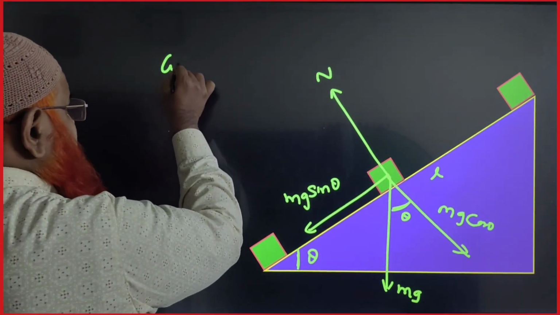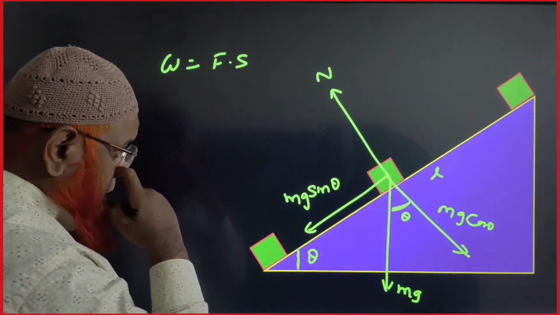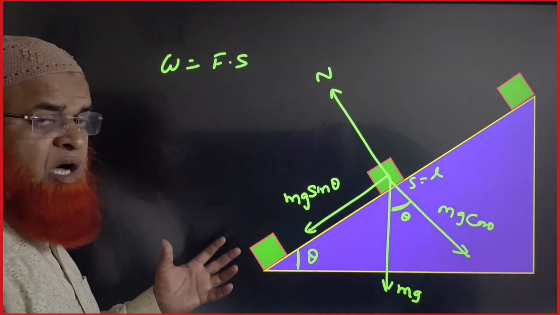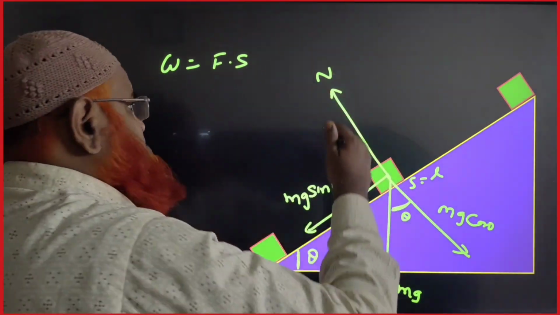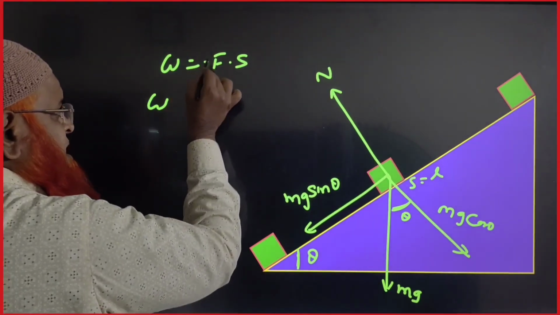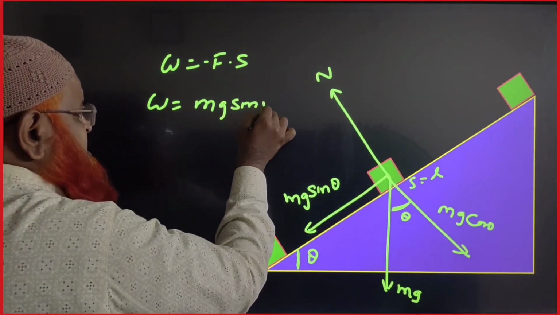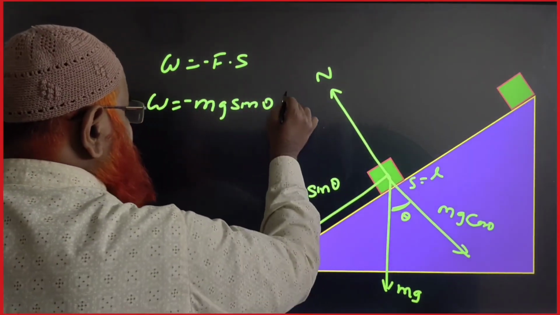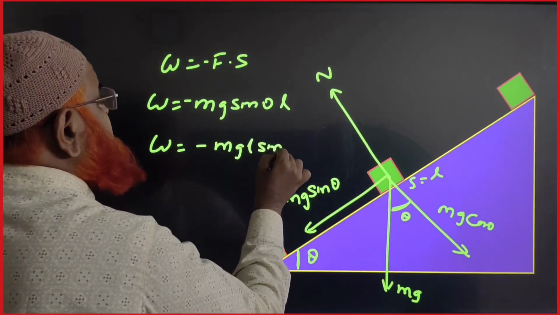So work done is nothing but F into S, F dot S. Here displacement is taken as the length of the slope. And as you are going opposite to the direction of the gravitational force, to the upward direction, this is taken as minus here. So it is minus mg sin theta into S, where displacement is taken as length L. Therefore, W is equal to minus mgL sin theta.